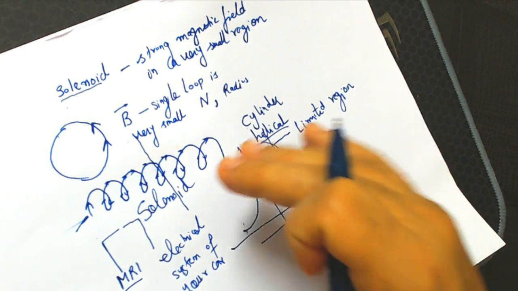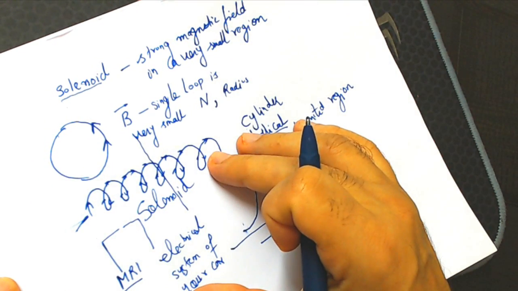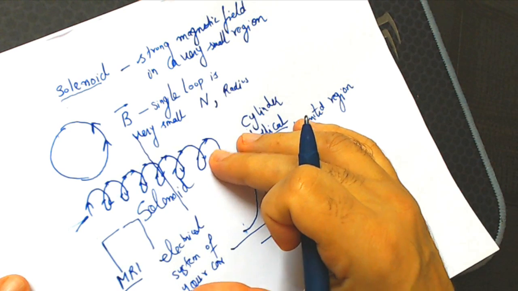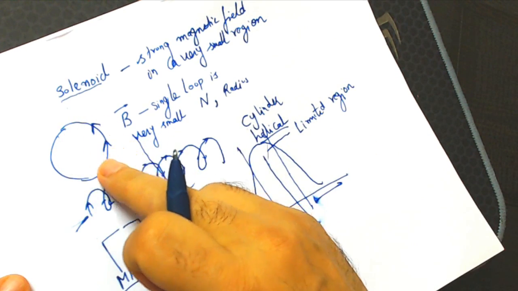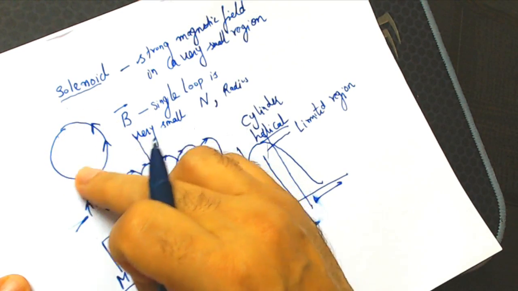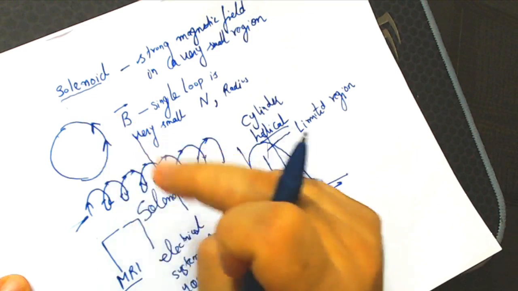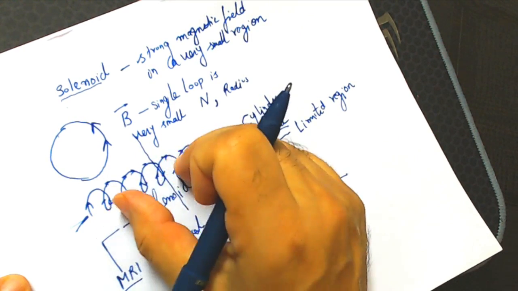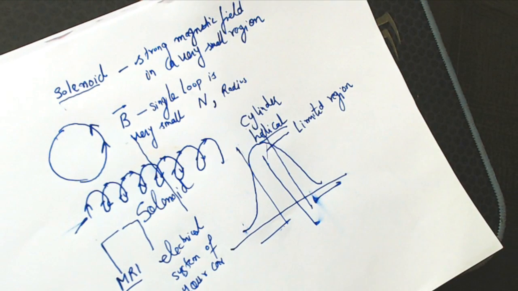This was just a conceptual discussion on getting you friendly with the idea of the solenoid and how it compares with a single circular loop, which is not capable of producing a very high amount of magnetic field. This is a nice way to produce a high magnetic field in a limited region.